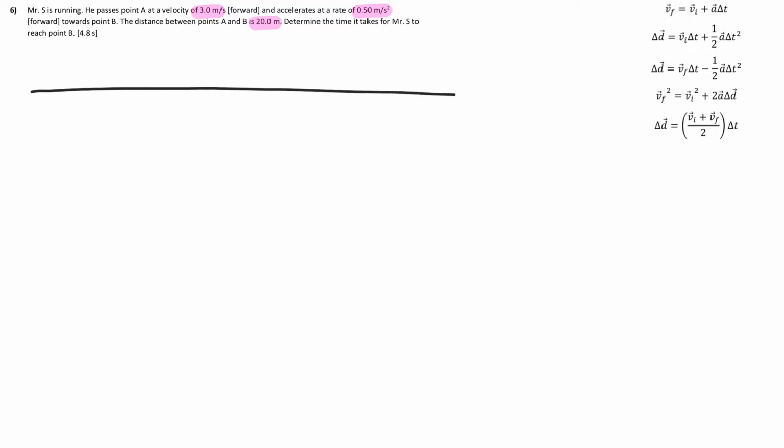We get a situation. Mr. S is going to be a box, and this is going to be stage A. This is going to be when Mr. S is passing point A, and this is going to be point B. Note that sometimes I label them using letters, sometimes I label them using numbers. It doesn't really matter. You choose what you're comfortable with.